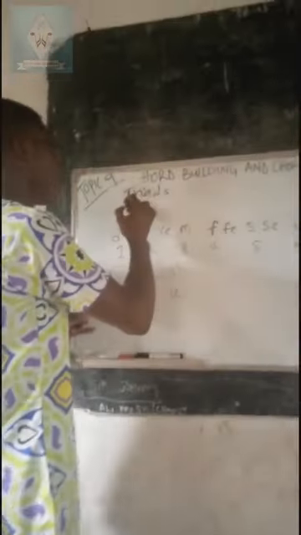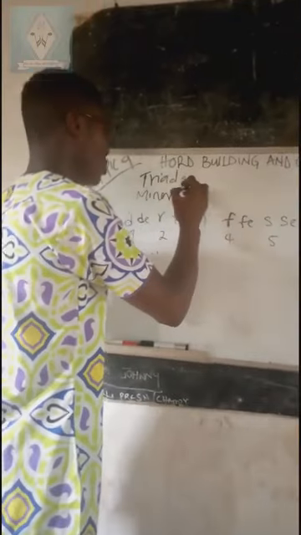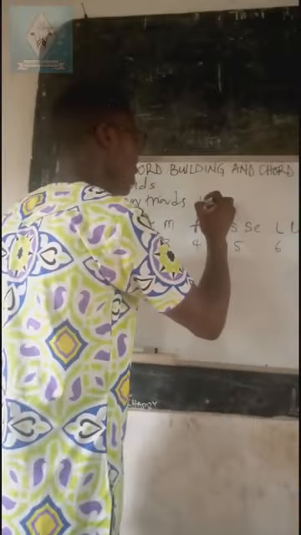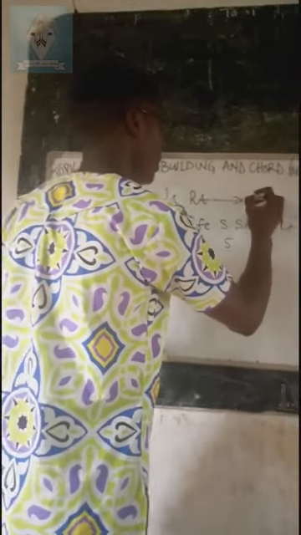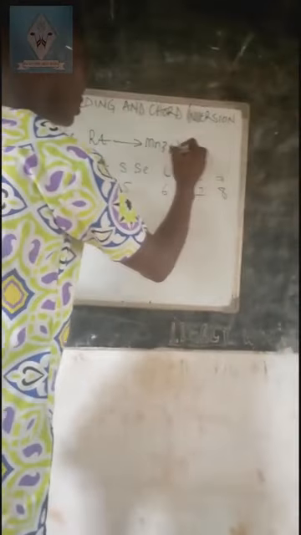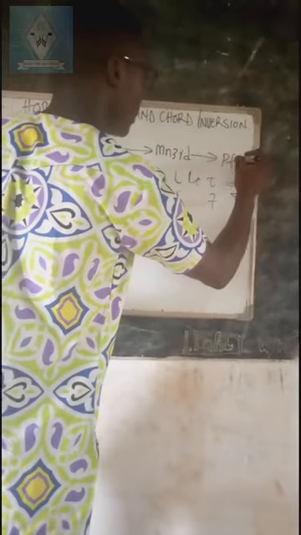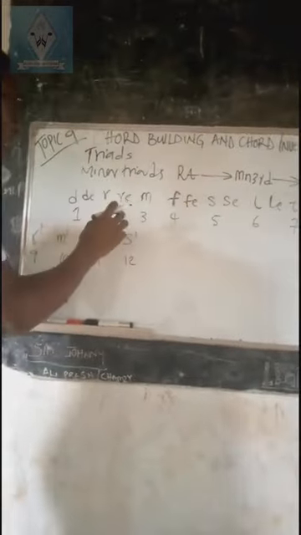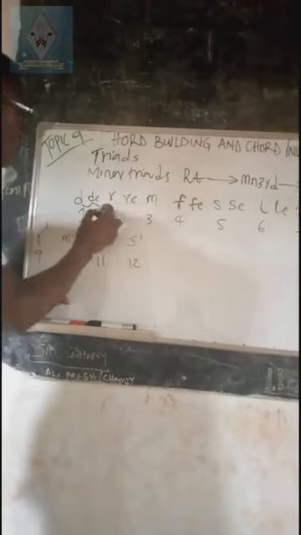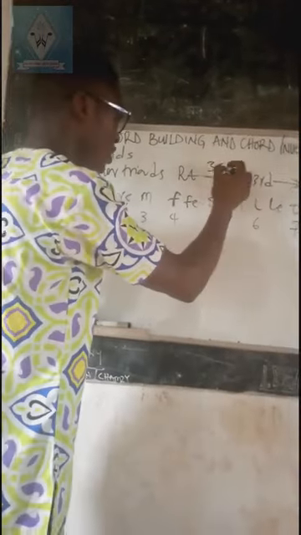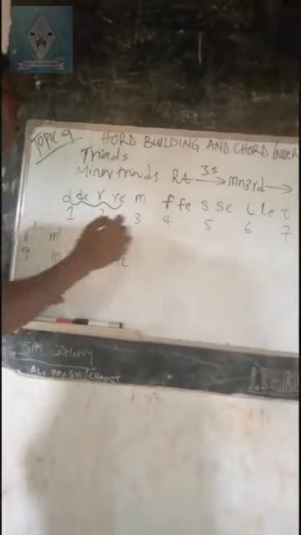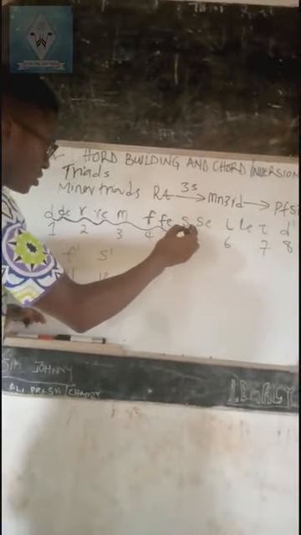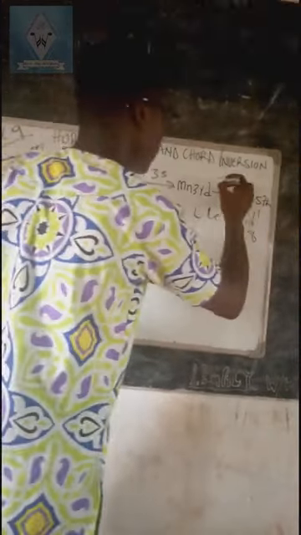Now for minor triads. A minor triad has a root, a minor third, and a perfect fifth. Now from the root to the minor third is how many semitones? 1, 2, 3. 3 semitones. From the root to the perfect fifth, how many semitones? 1, 2, 3, 4, 5, 6, 7. 7 semitones.